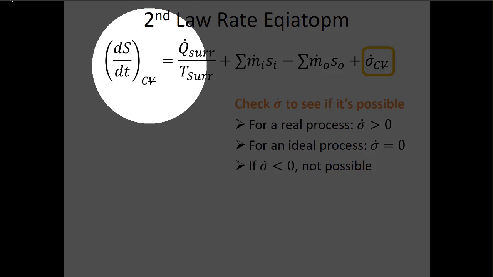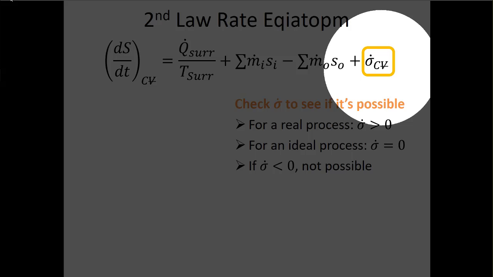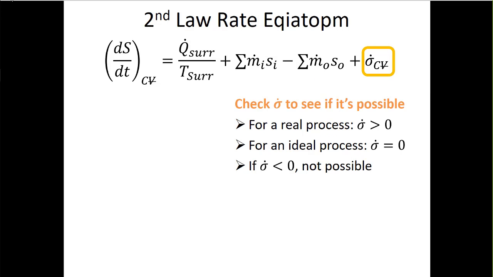We know that the reason we do the math of this equation is to find out what's going on here with the entropy generation rate, or sigma dot. We know that real processes generate entropy, so the entropy generation rate must be positive. The very best we could approach, but not actually do, is the ideal process, where that entropy generation rate, sigma dot, is 0. And if we ever find that sigma dot is less than 0, that means the process is not possible and it's violating the second law of thermodynamics.